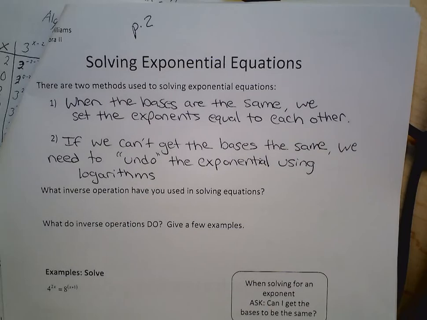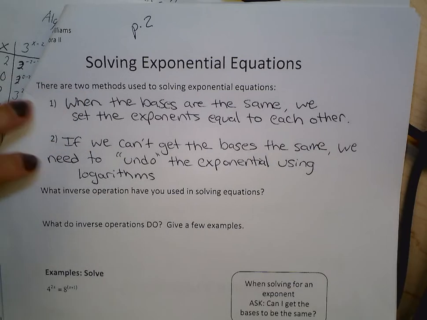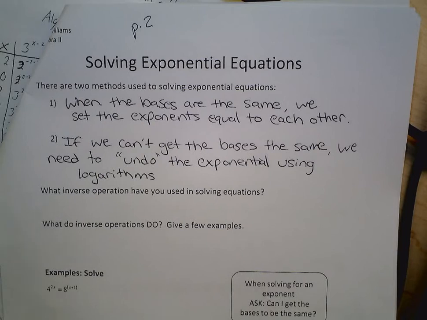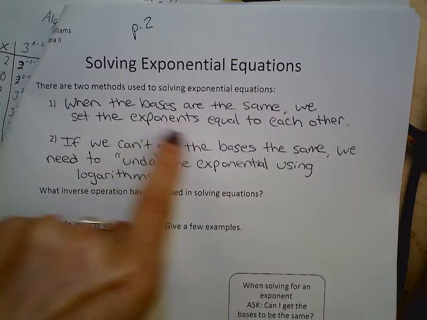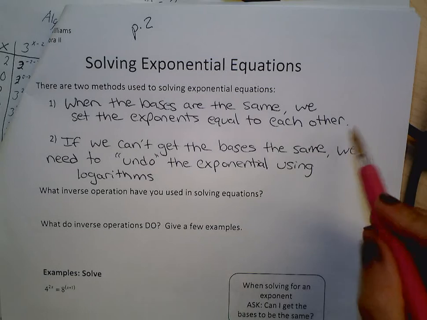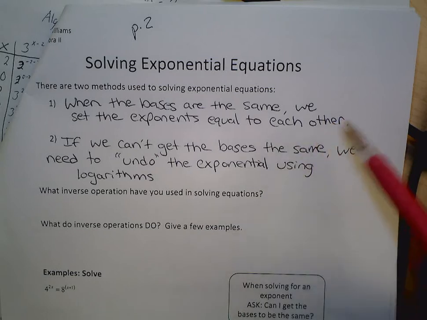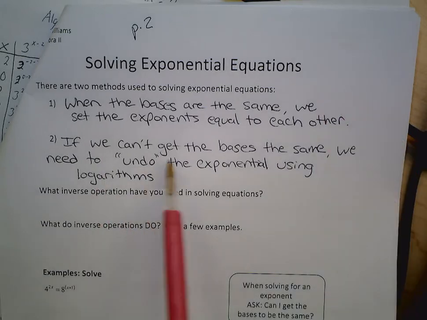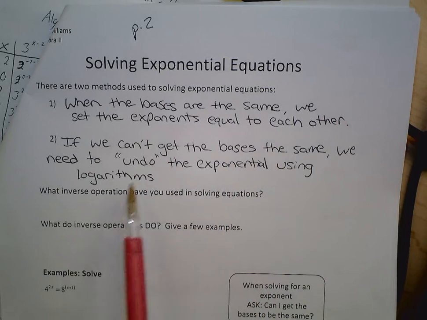Now, we're going to go over two methods for solving exponential equations. I need you guys to write these two methods down. So if you want, you can pause the video now and write these two down. The first method, when the bases are the same, we set the exponents equal to each other. We went over this in the last unit. So if we can get our bases the same, set our exponents equal to each other, then we just focus on the exponents. Now, there are examples where we can't get the bases the same. So we need to use logarithms.